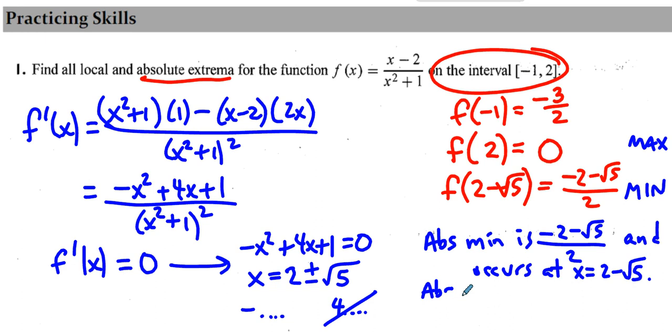Similarly, the absolute max is 0 and it occurs at x equals 2. Okay? Okay.